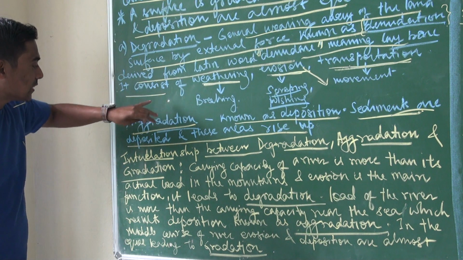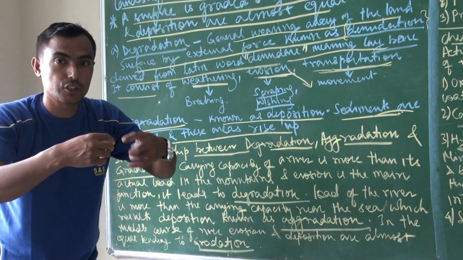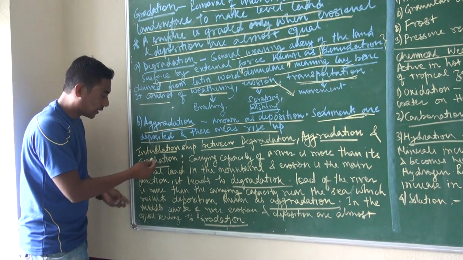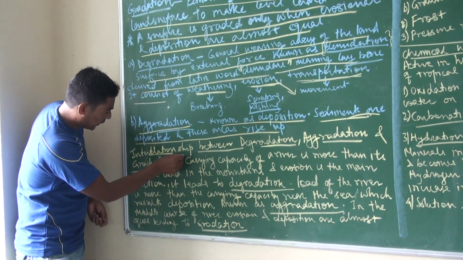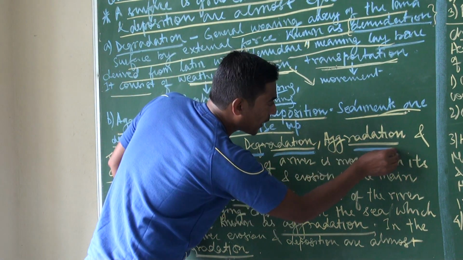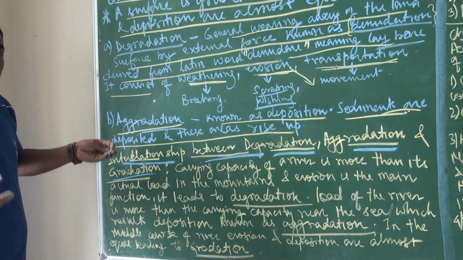Now if you look here, this aggregation, degradation and gradation. Clear? Now these three are interlinked. It means that they have a relation, one after the other. That is why I have written it down here: interrelationship between degradation, aggregation and gradation. Clear? Now listen carefully.